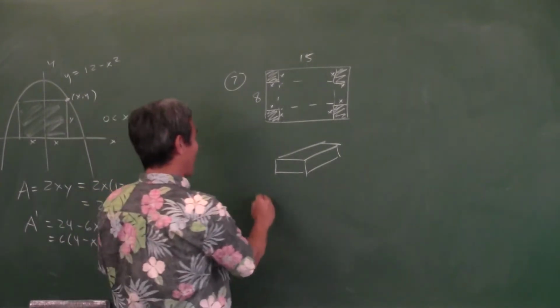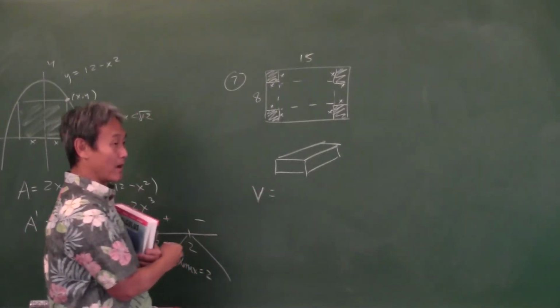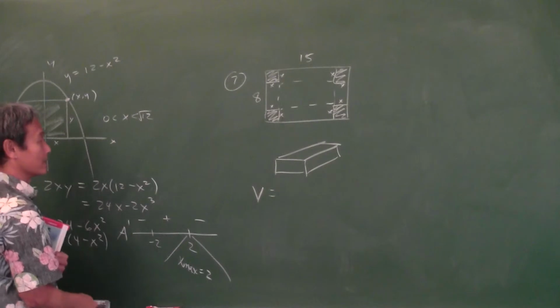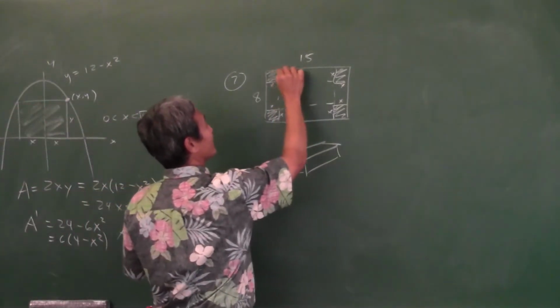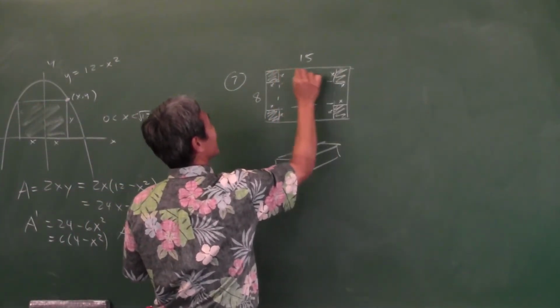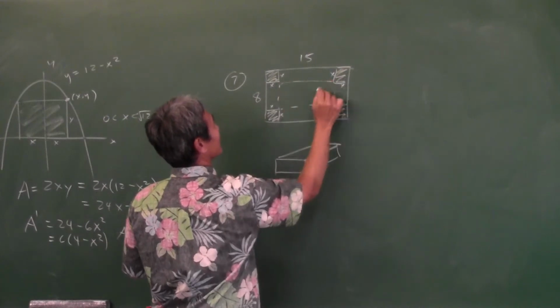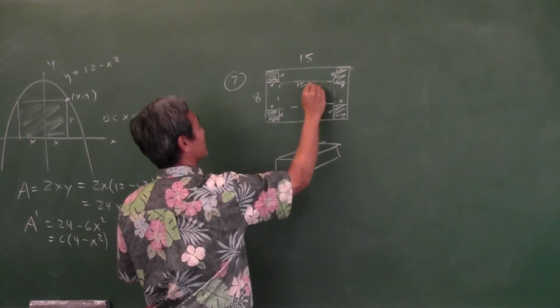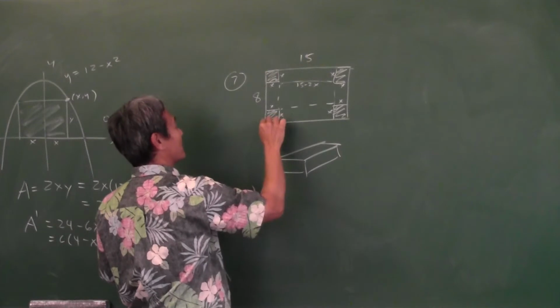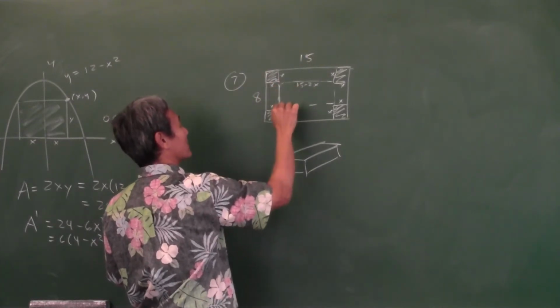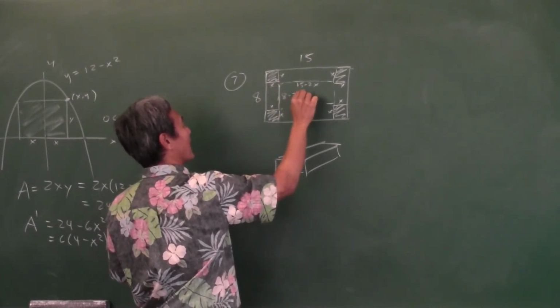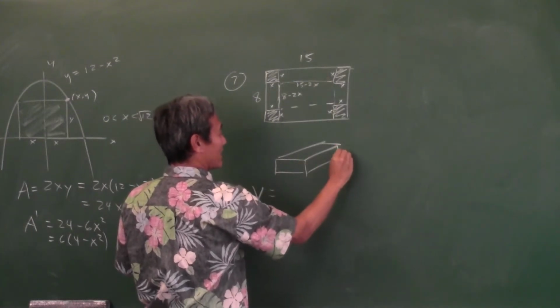So if I fold up the flaps, we're trying to maximize the volume of the box, so we need to write a function for the volume. If this is 15, and I take away X and X, what is this part right here? 15 minus 2X. If this is 8, and you take away X and X, what's this part right there? And then when you fold up the flap, what is the height of the box going to be?